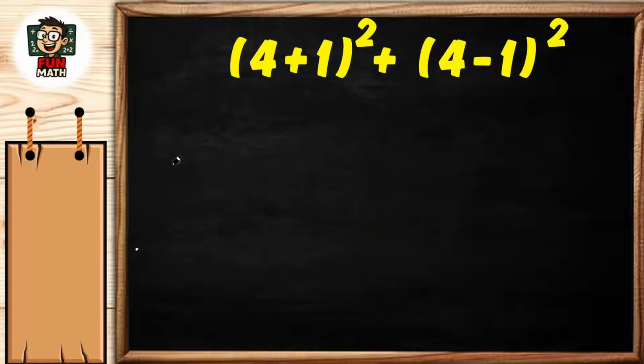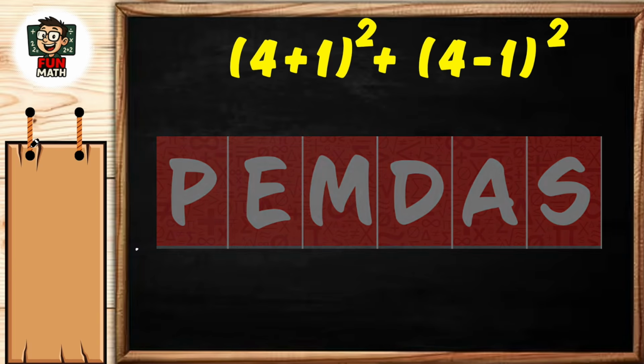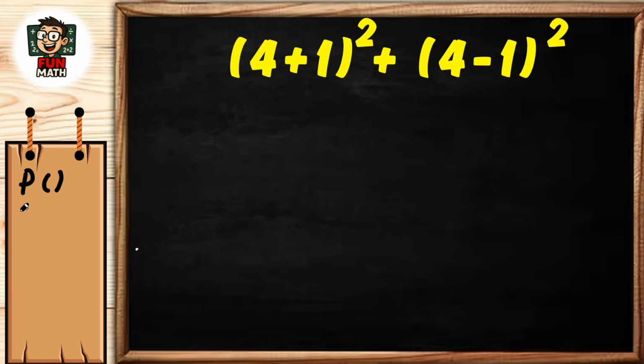Here are the rules for order of operations you need to know before solving the problem. We remember it as PEMDAS. P stands for parentheses, E for exponents, M stands for multiplication, D stands for division, A stands for addition, S stands for subtraction.